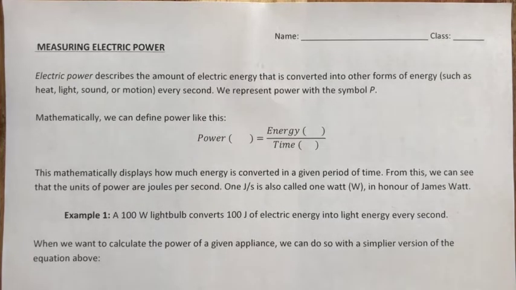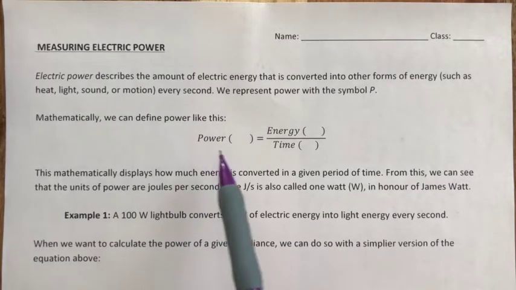Electric power describes the amount of electric energy that is converted into other forms of energy, whether that's heat or light or motion, sound, whatever the appliance is doing. So that's how much energy is converted per second. We represent power with the symbol P. That's what goes into our actual equation.